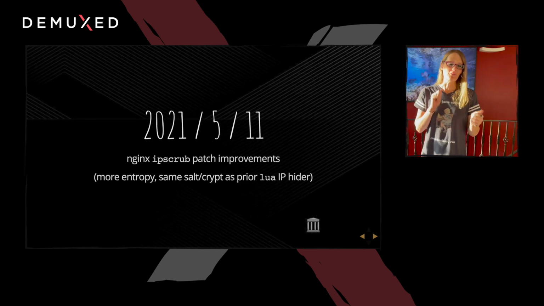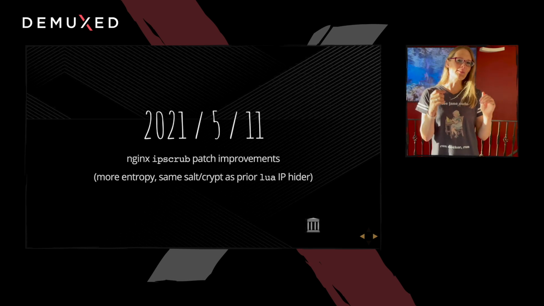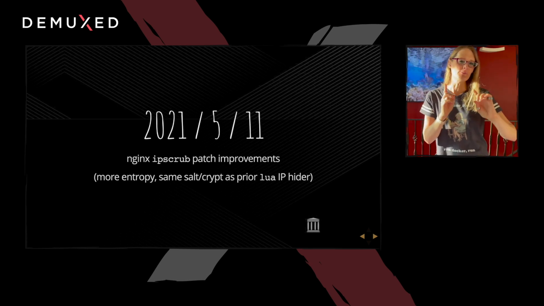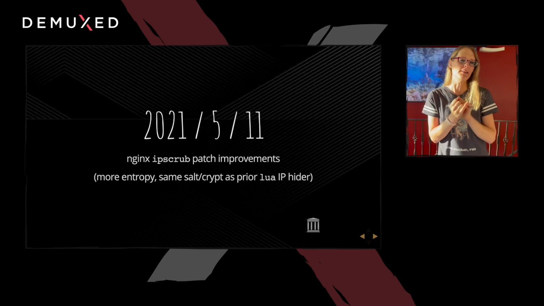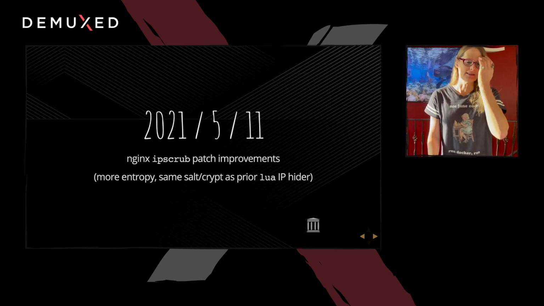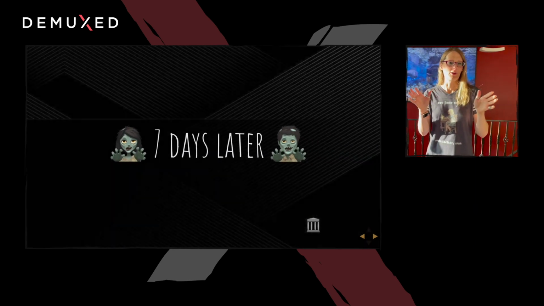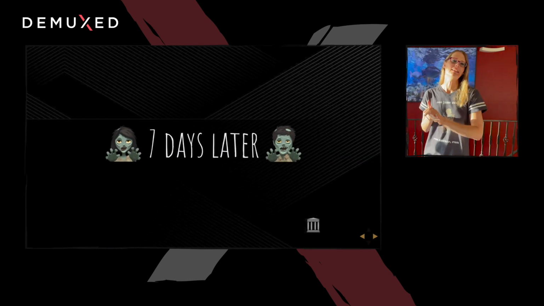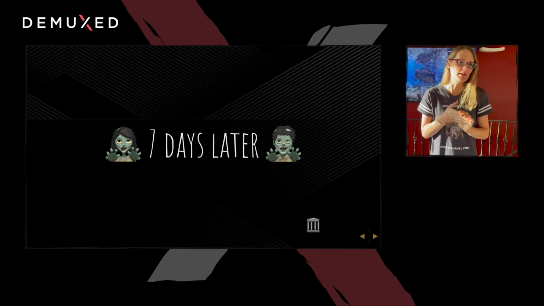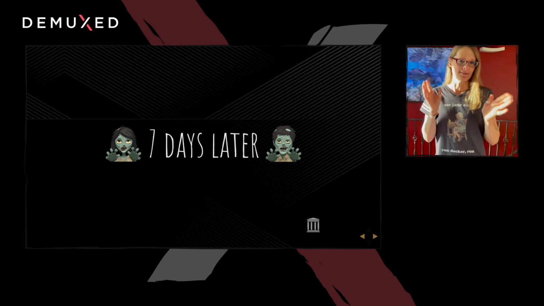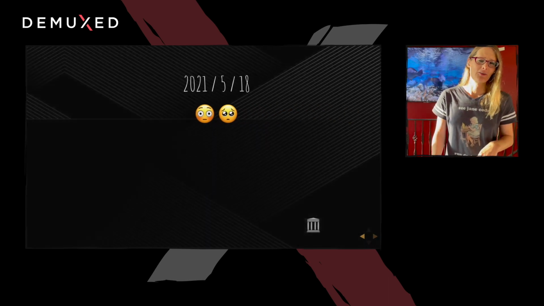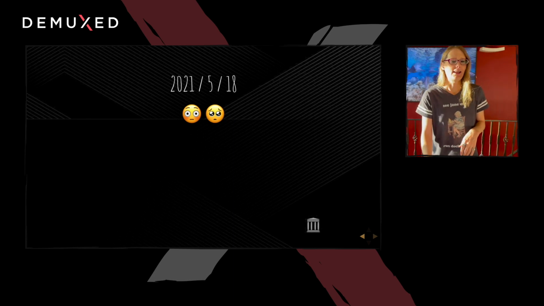In May of this year, there were some IP scrub improvements because we were hashing to a smaller number of buckets. So I increased the bucket size, working with a developer who found that at the org, and everything went out. And then 7 days later, after that new rebuild, which is pretty garden variety, the zombies came. So things started segfaulting.